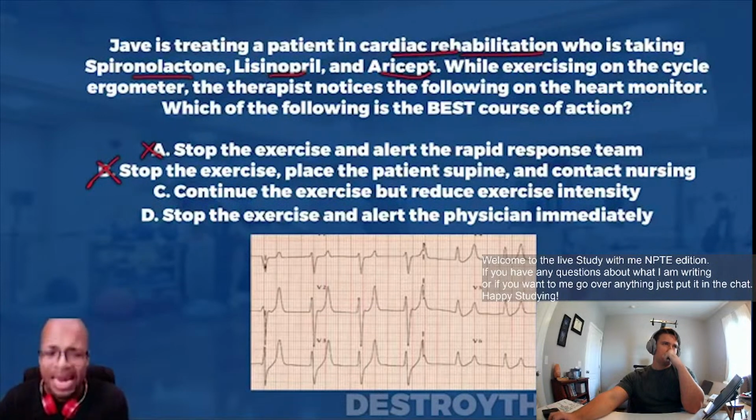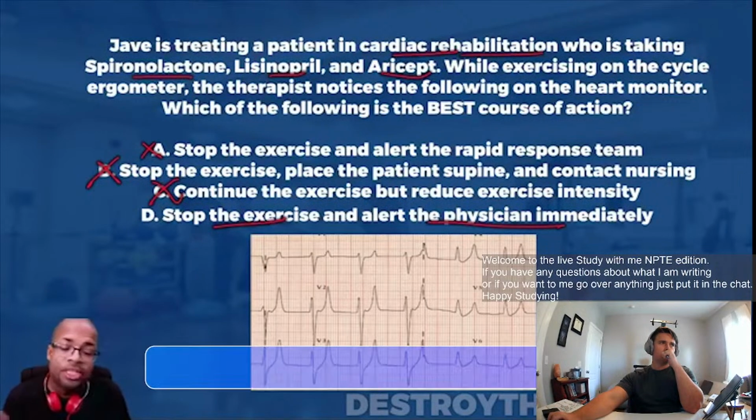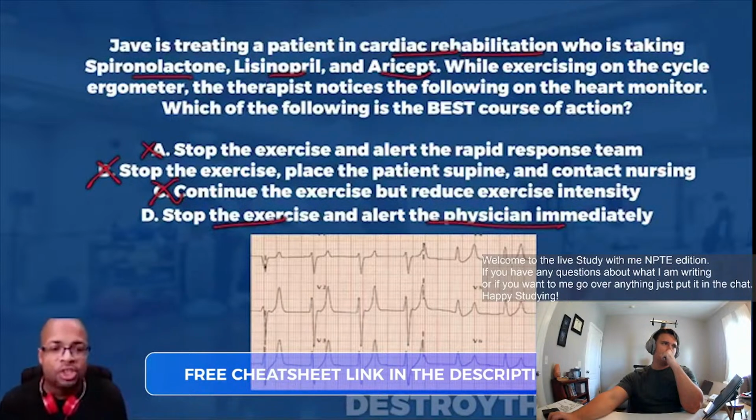I really think that we need to handle this whole problem of hyperkalemia. Let's go ahead and put an X next to that. Not necessarily D, but let's take a look at it. It says stop the exercise, which I told you all that I like, and alert the physician immediately, which I would say definitely. If there is some type of new abnormality on the EKG that is significant, you need to alert the physician immediately. Bam, I think that fits the best. D is the right answer.